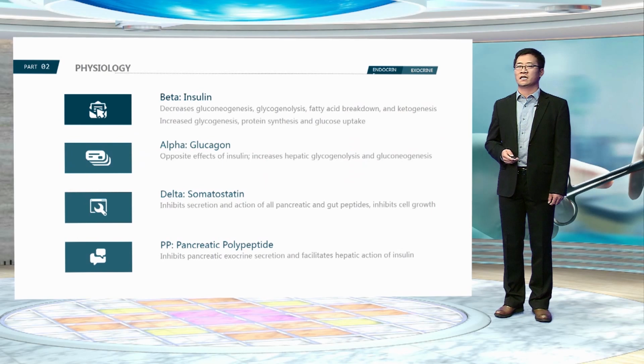The islet cells can be divided into beta cells, alpha cells, delta cells, and PP cells. The beta cell can produce insulin, while the alpha cell can produce glucagon. The delta cell can produce somatostatin, while the PP cell can produce pancreatic polypeptide.